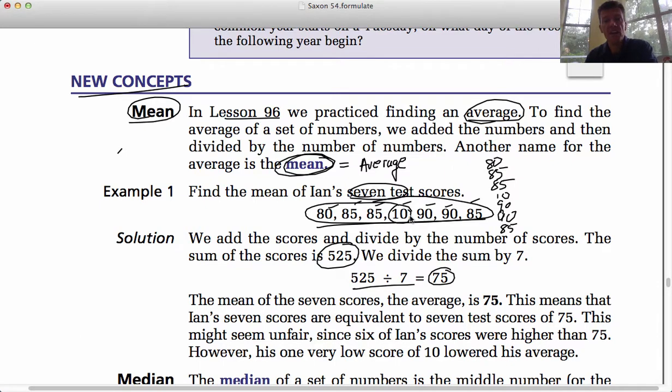And again, if you had estimated, you'll notice the highest numbers are 90, and then you have a really low number of 10. That's going to pull the average down. But most of the numbers are right around 85, lots of 85s there, and 80. So this 10 pulls it down even further because it's so far away from all the others, and that brings the average down to 75.